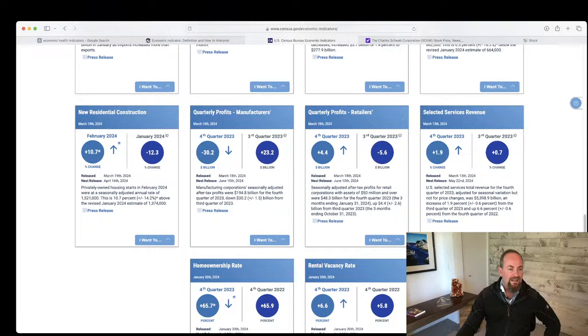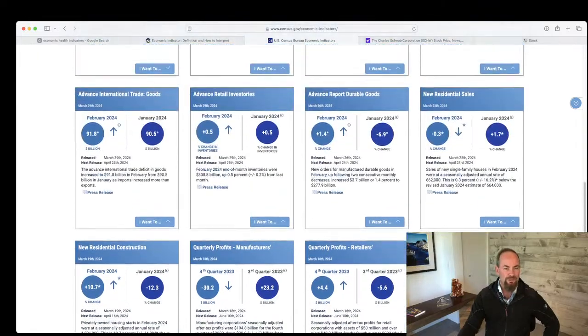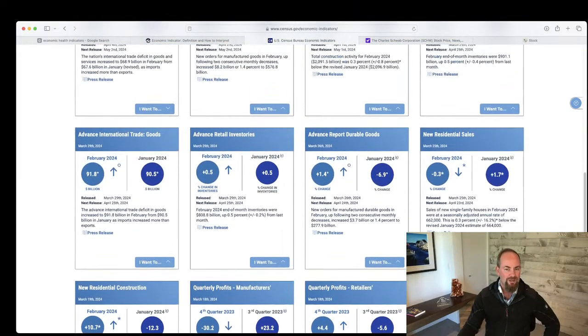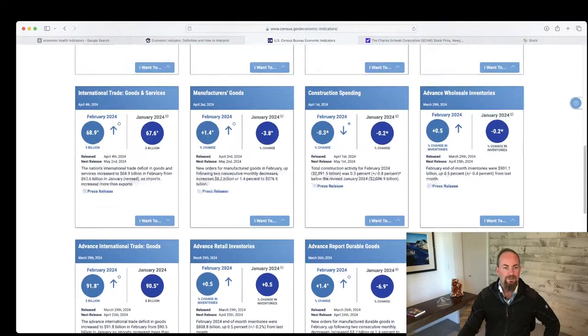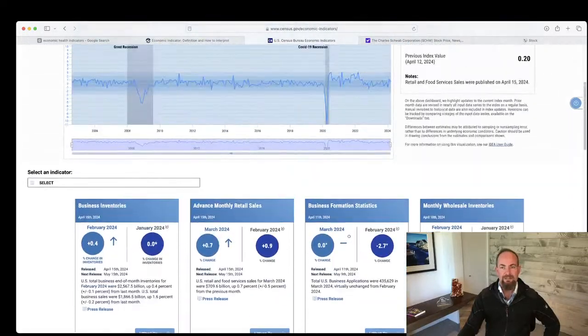We're looking at an uptick. So privately owned housing starts in February. We're at a seasonally adjusted annual rate of 1,521,000. This is a 10.7% increase above the revised January estimate of 1,374,000. So other than that, the rest are pretty much in the range where they were previously. Not a big jump from the other. But I'll put the link to this so you can have a look.